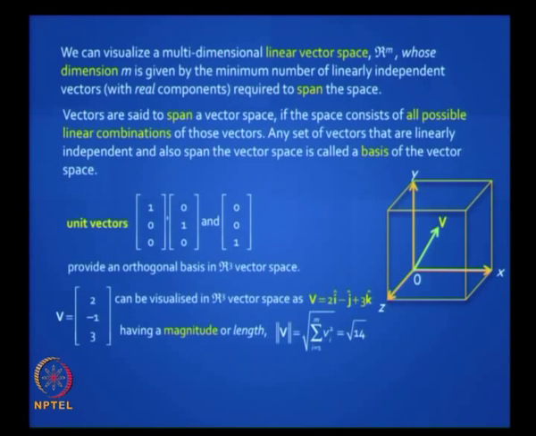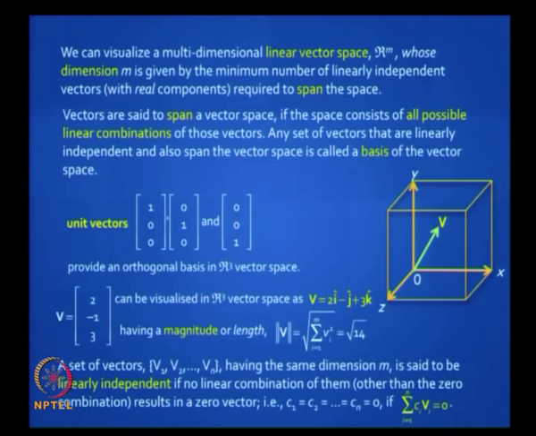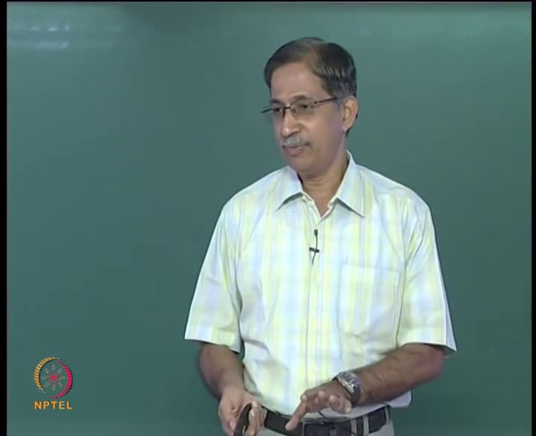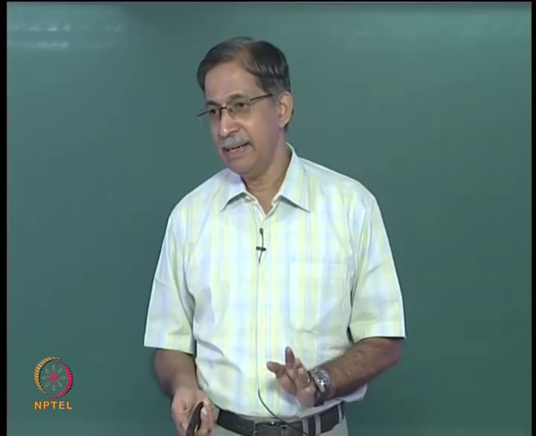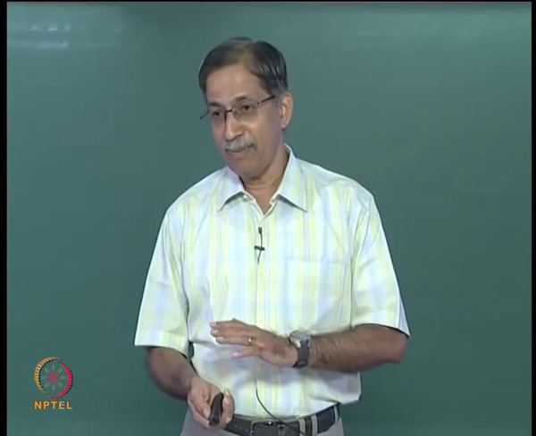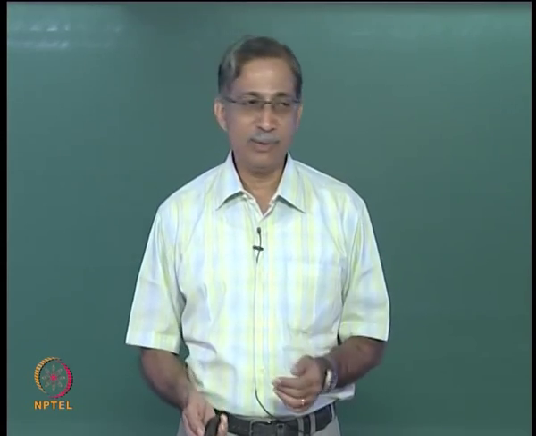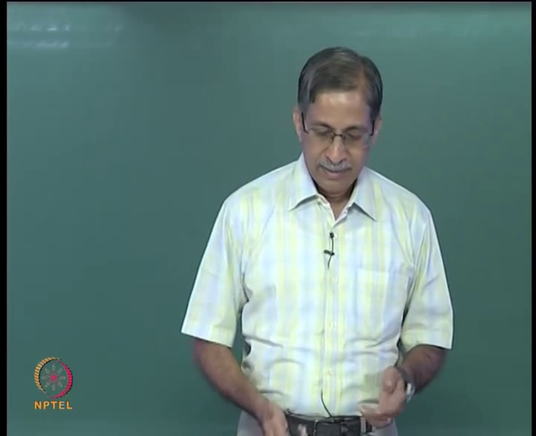So, vectors are meaningful, and a set of vectors v1, v2 to vn having the same dimension m is said to be linearly independent if no linear combination of them other than the 0 combination results in a 0 vector. That is the proof whether you really landed up with linearly independent vectors, otherwise you have a problem because there is a correlation between vectors.